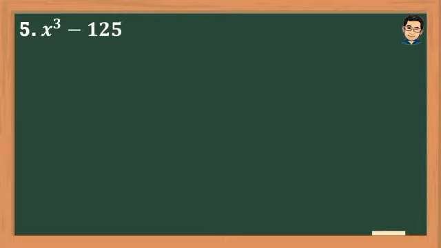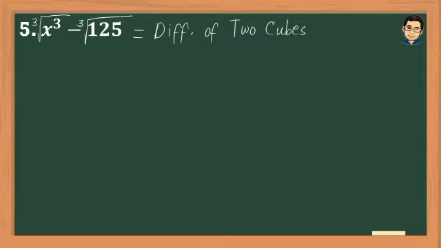Next, x cubed minus 125. So, kung meron tayong sum of two cubes kanina, of course, meron din tayong difference of 2 cubes. Okay, so ganun lang din ang gagawin natin kanina. Cube root ng x cube, then follow the sign of the middle term, and then cube root ng last term. So cube root of x cube, that is x, and then minus the cube root of 125, that is 5.